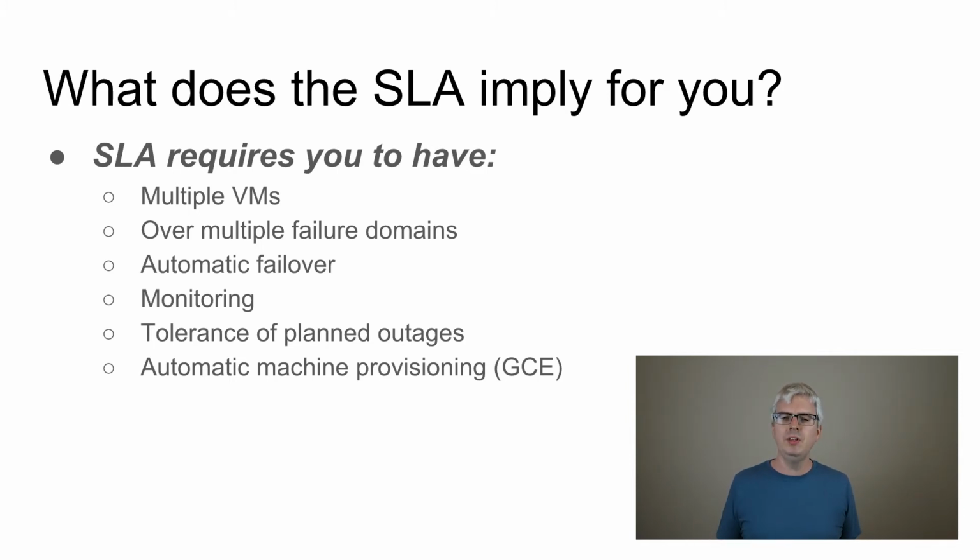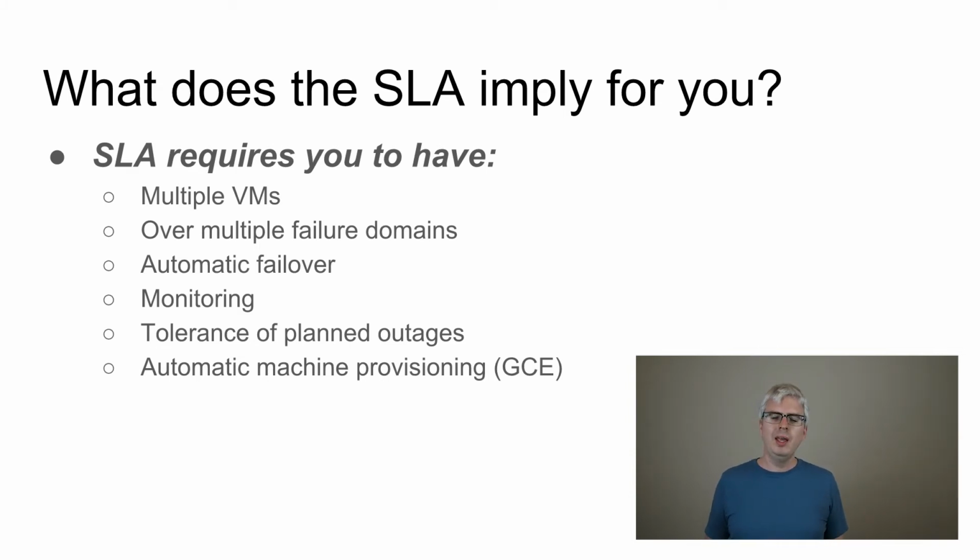Also, all of these SLAs for all three providers, Microsoft, Google, and Amazon, say that you have to be able to tolerate planned outages. They may tell you about an outage in advance, and you need to come up with some plan for migrating your service away to avoid the planned outage and dealing with it.